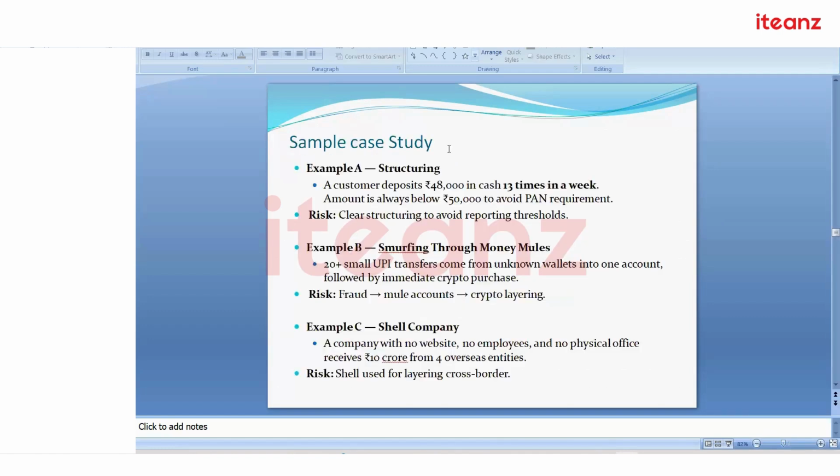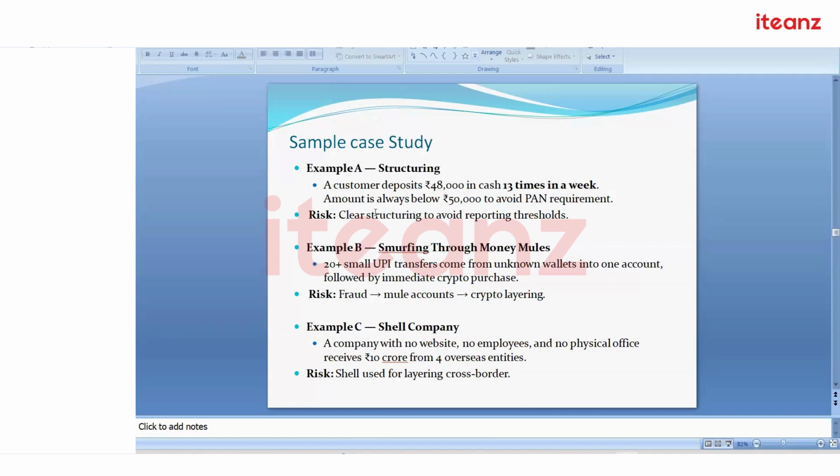Okay, so some sample cases. This one I have just put here. These words, note them down. Structuring.